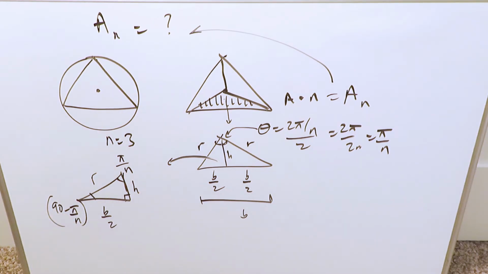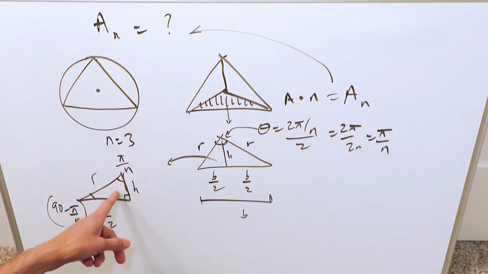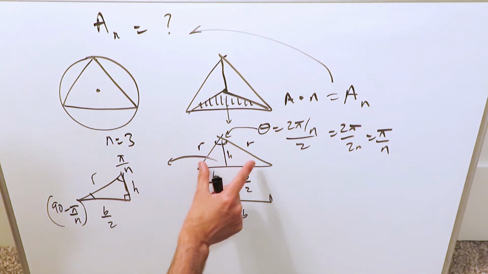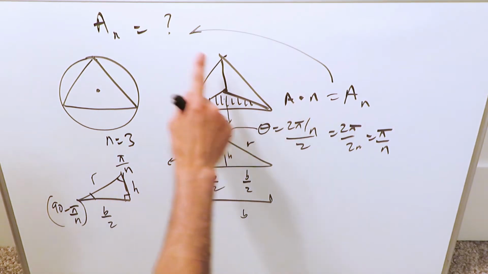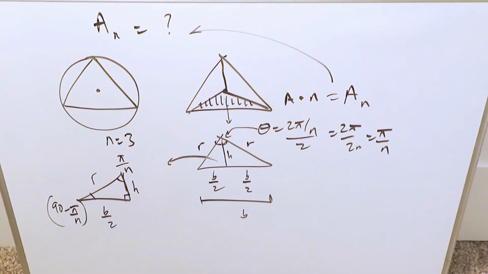So what we will do is just utilize this. If I can determine from here the area of this triangle, I'll multiply it by n and get my area of that inscribed polygon, and it's not too hard.